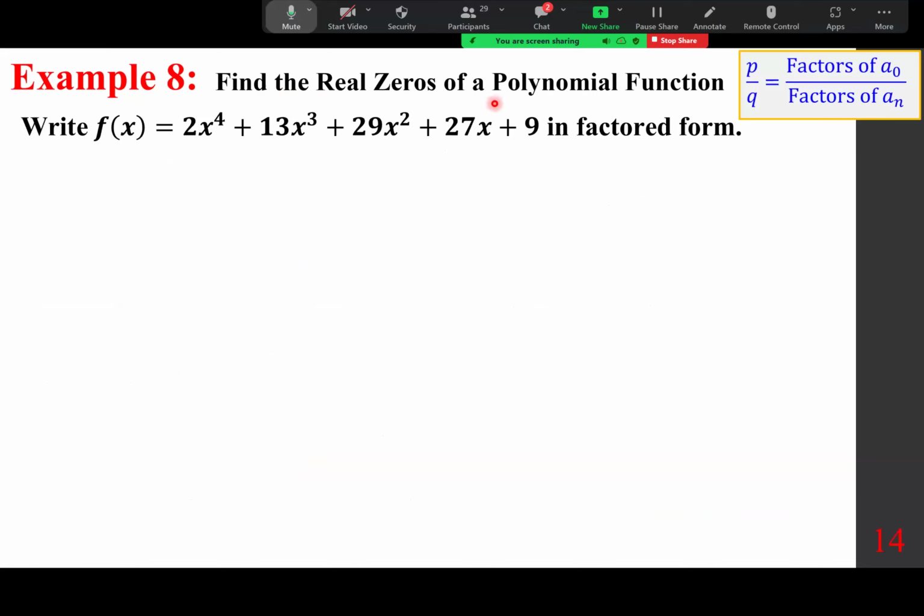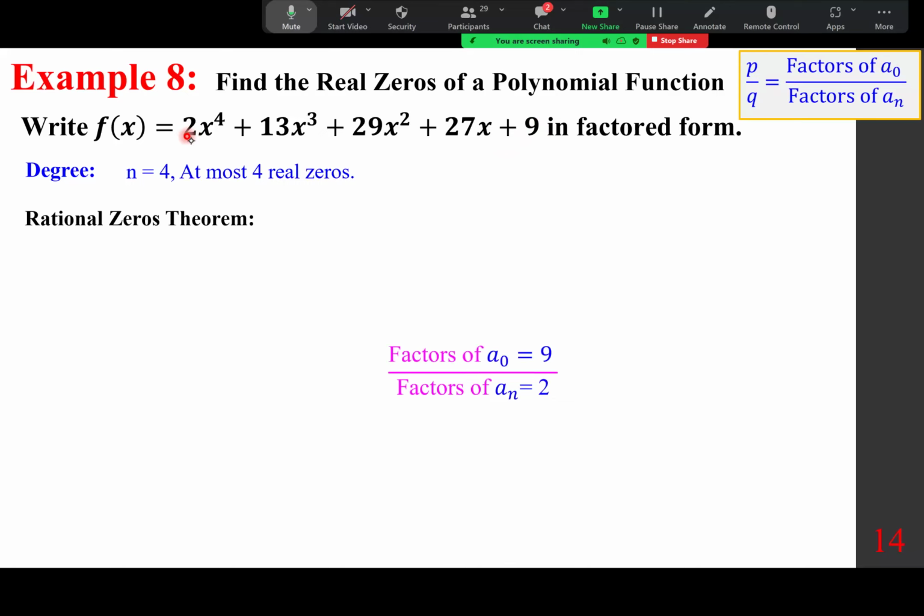Example 8, find the real zeros of a polynomial function. Write f of x equals 2x to the power 4 plus 13x cubed plus 29x squared plus 27x plus 9 in factored form. So we want to find the zeros and write them in factored form. We notice the degree is 4. We have at most 4 real zeros. And according to the rational zero theorem, factors of the constant 9 over the factors of the leading coefficient 2. Okay, rational zero theorem.